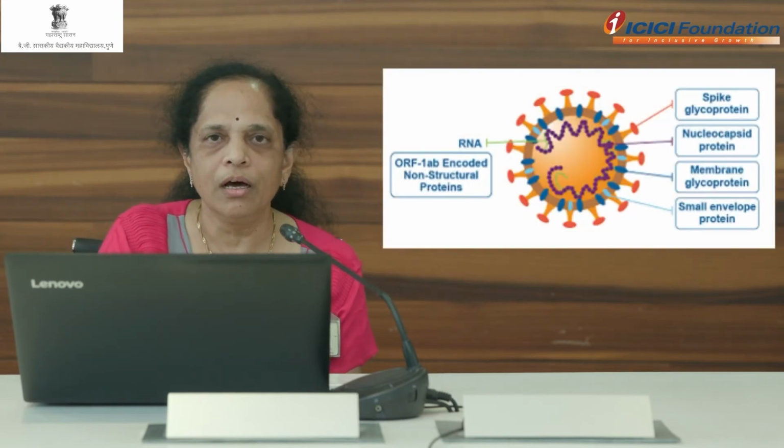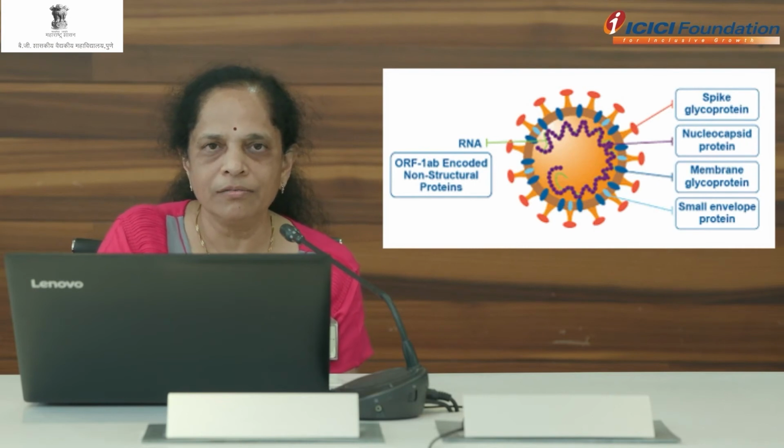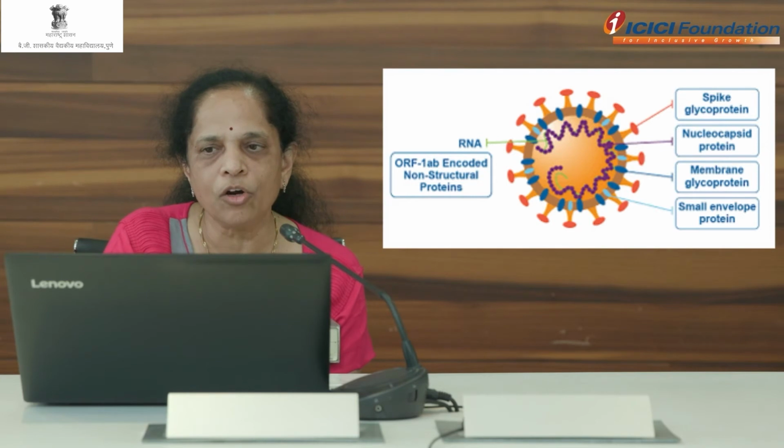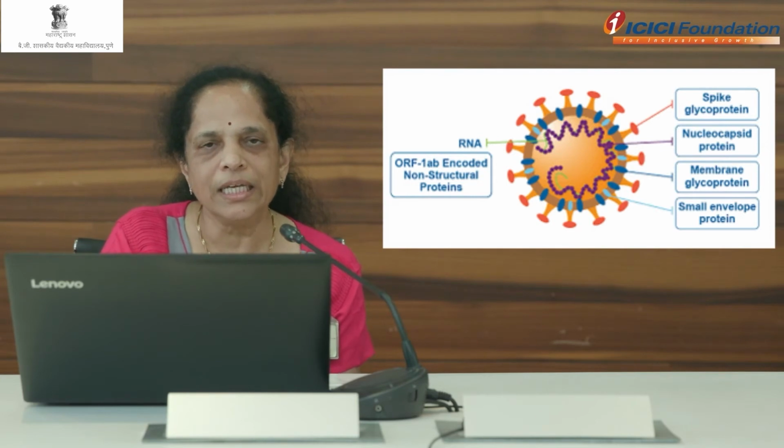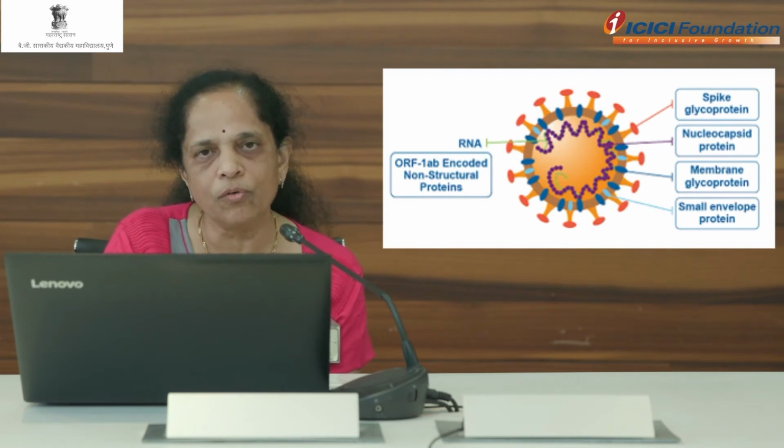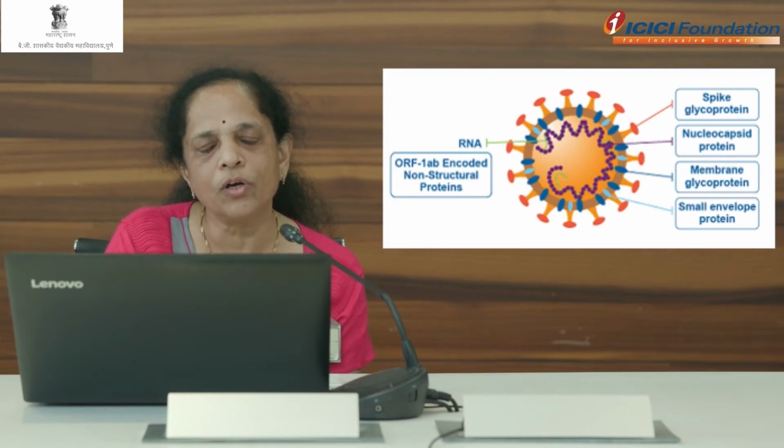Now, what are the CT values? Usually you will see that there are two different CT values mentioned in the report. These are for different specific genes of the SARS-CoV-2 virus: the spike protein gene, the gene which codes for the nucleic acid, the one which codes for the membrane protein, and the one which codes for the envelope protein.